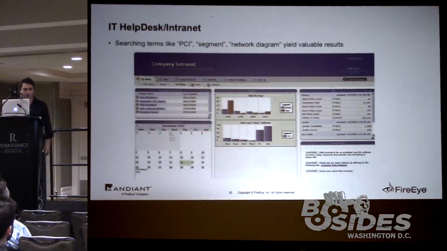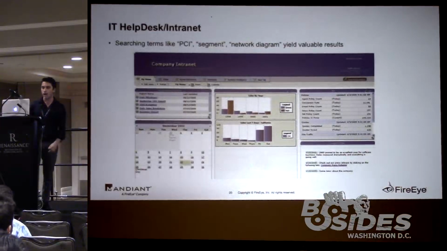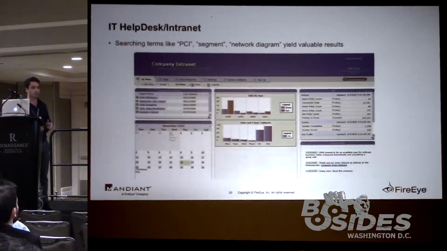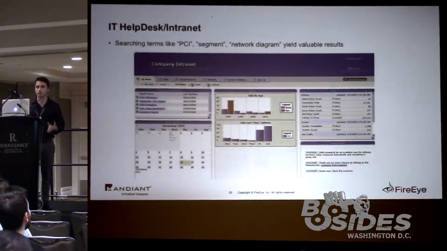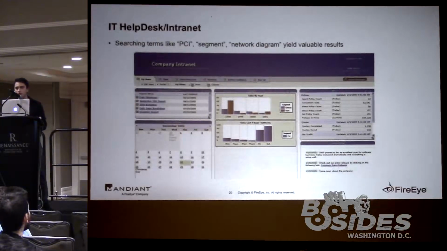Literally on every single one of my engagements, I have tried to search for keywords like PCI, network diagram on an intranet site like this. This is just an example. And I've gotten really good information every time. I type in PCI, I see where the PCI environment is. And this is often a goal we establish for ourselves as red teamers trying to find the credit card information.